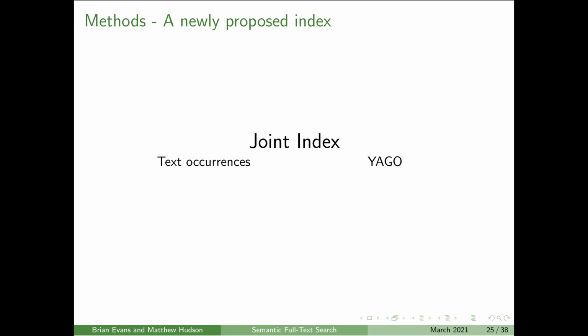The index method proposed in this paper uses a joint index, which uses two different lists, one which stores the text occurrences of a word, and another to store the ontological facts about the word from Jaeger. Their solution allows queries to access both and combine the information from them to find relevant results.